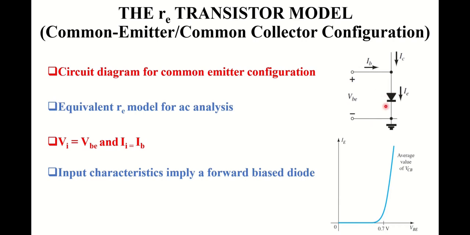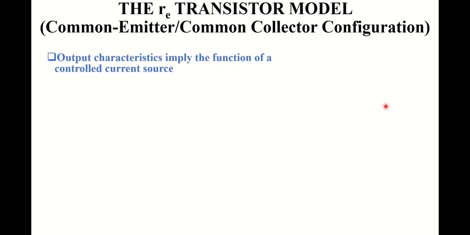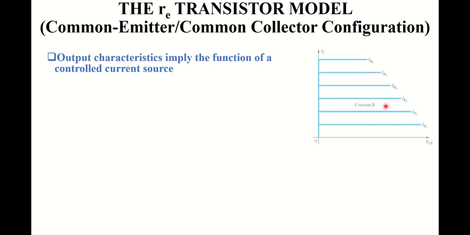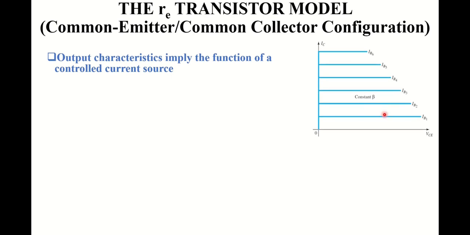Now let us discuss the output characteristics to find the equivalent circuit of the output side for AC analysis. By drawing the characteristics of the collector or output terminal, we assume that the value of beta is constant, as shown in the characteristic graph of this transistor. The graph of output characteristics with a constant value of beta shows that the output side of this configuration can be represented by a constant current controlled source with a magnitude of beta IB.